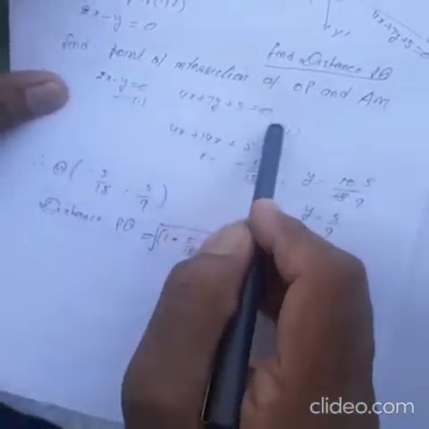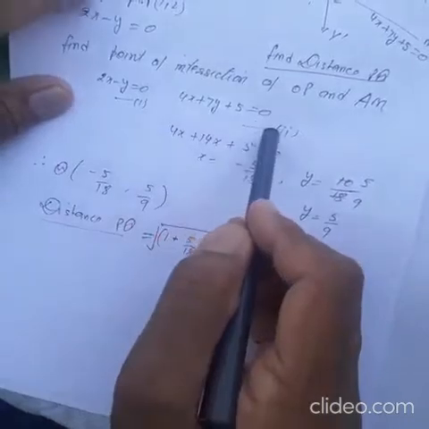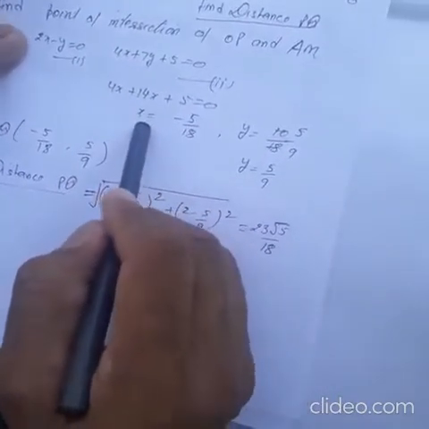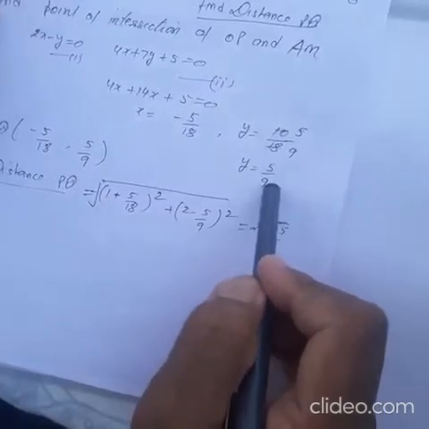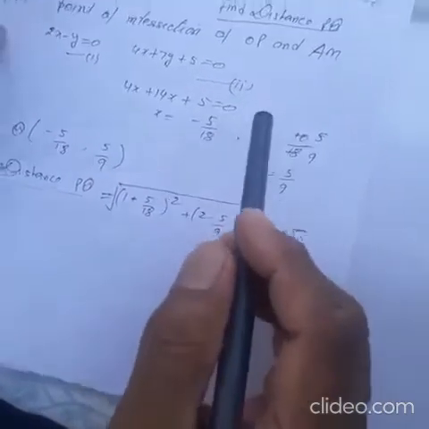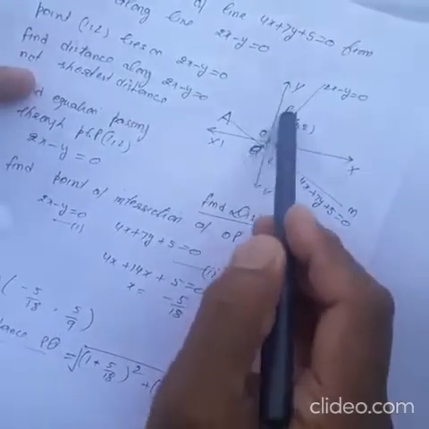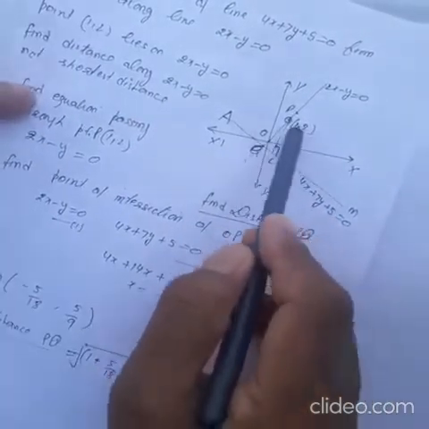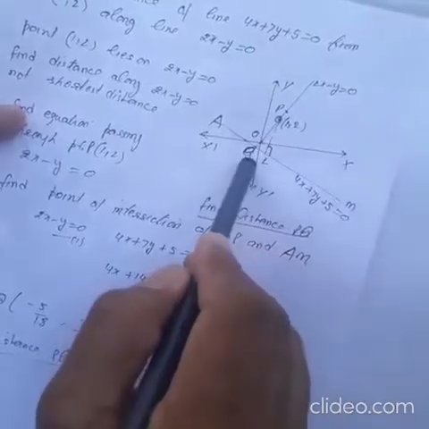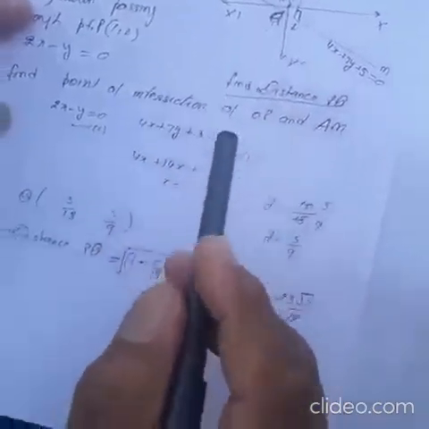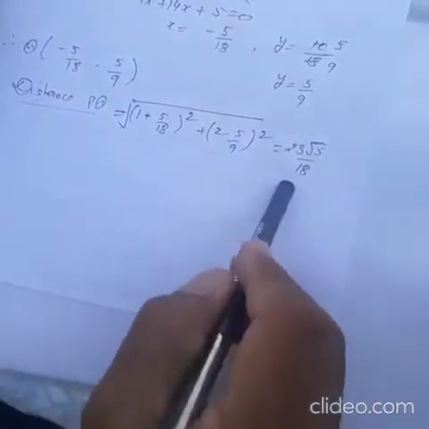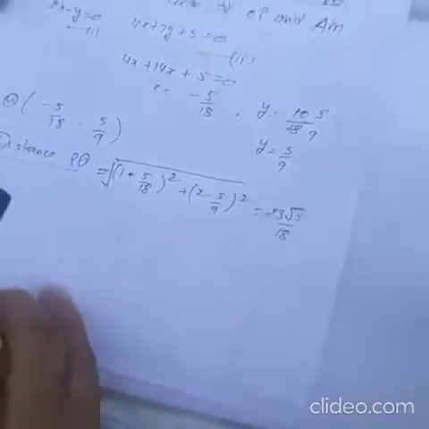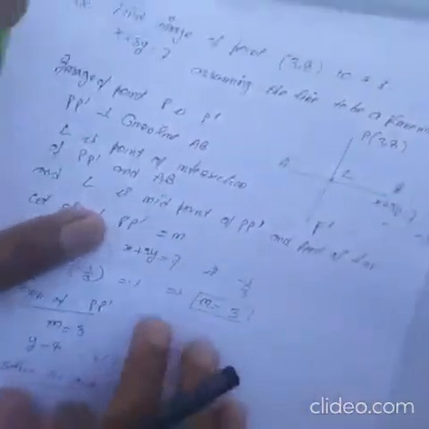So you can solve this using the elimination method, and you'll have the value of x as minus 5 by 8, and the value of y will be 5 by 9. Now this is Q, and we want to find the distance PQ. So use the distance formula. Coordinates of P are given, coordinates of Q are given. So find the distance PQ and it will be 23 root 5 upon 18. I hope it is clear to you all. This question is very important. Move on to the next question, question number 18.